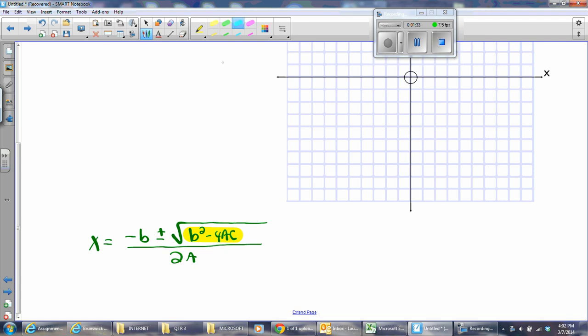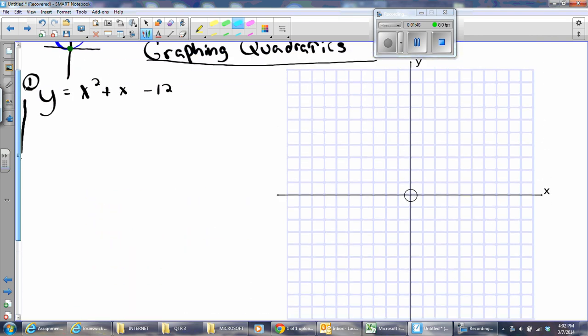What we're going to do then is we're going to find our vertex, and we're going to use this part of the formula to help us find the x-coordinate of our vertex. Once we know that, it'll be really easy to graph. So let's see how this works.